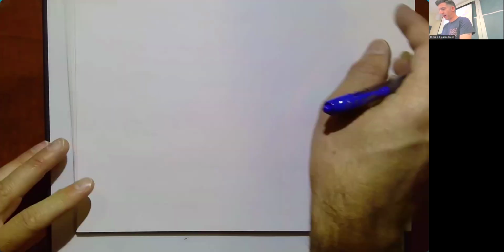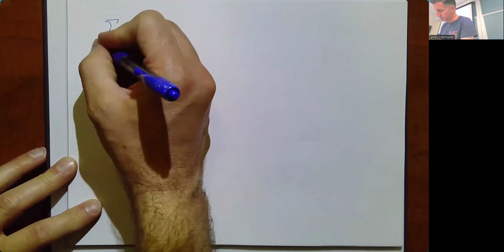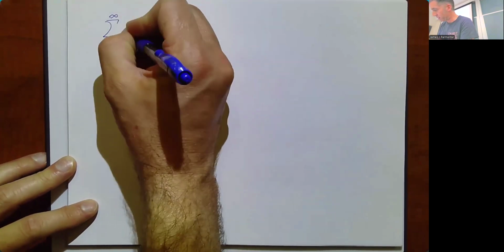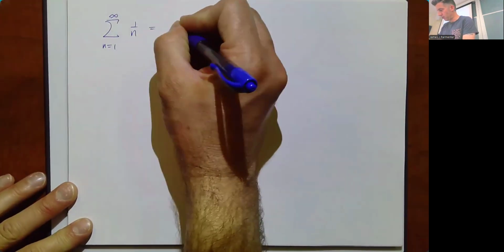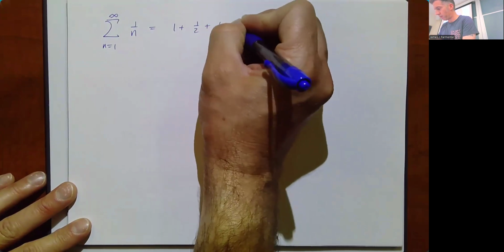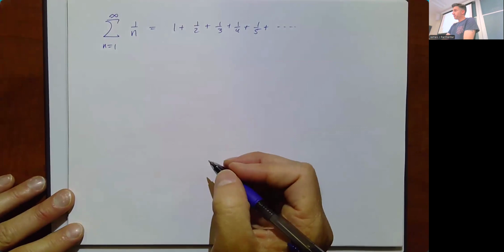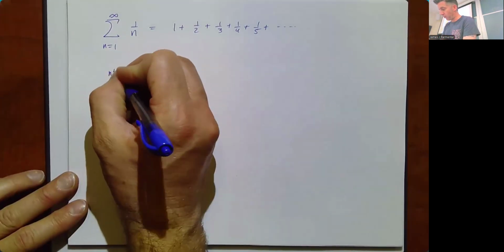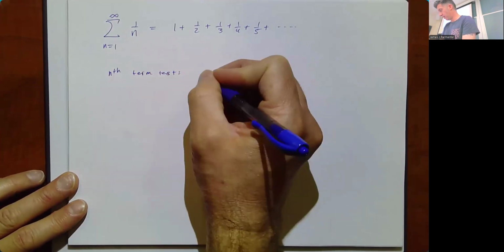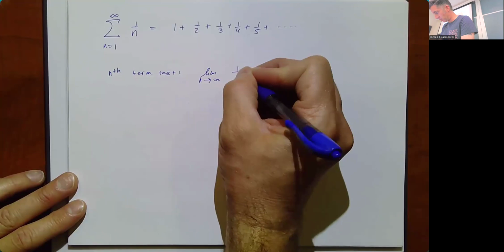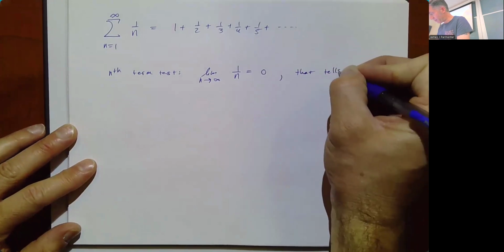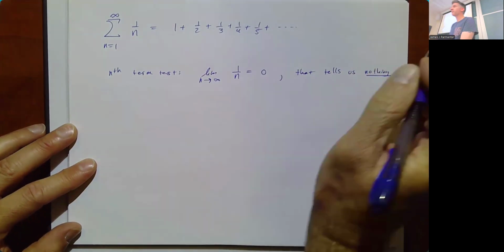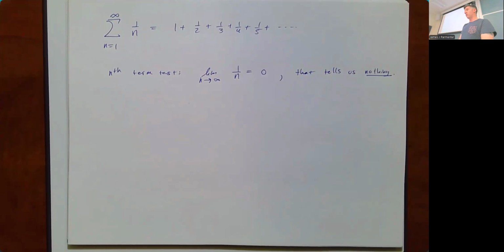Let's look at this classic example. This is probably the most famous series ever. The sum from n equals 1 to infinity of 1 over n is known as the harmonic series. If we write out some terms, we get 1 plus 1/2 plus 1/3 plus 1/4, and it just goes on and on. Notably, the nth term test is not helpful here. The limit as n goes to infinity of the sequence 1 over n is 0. That tells us nothing. The words I say in my head are that if the limit of the sequence is 0, we have to do more.